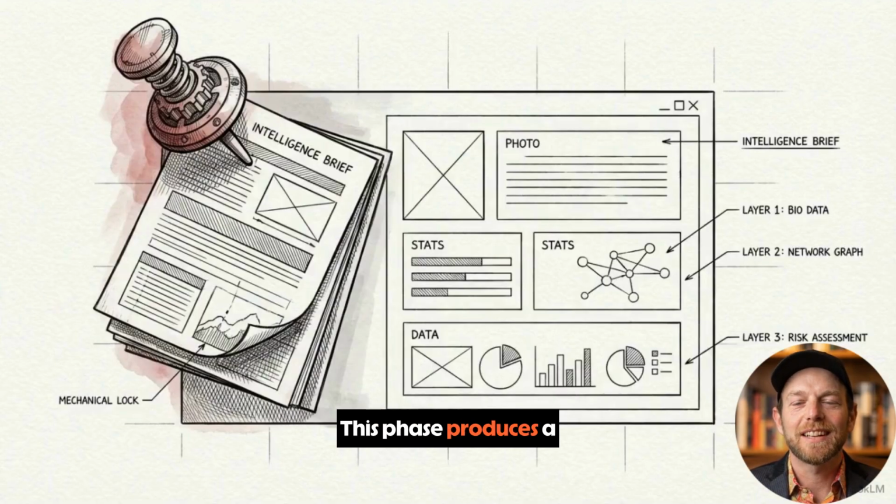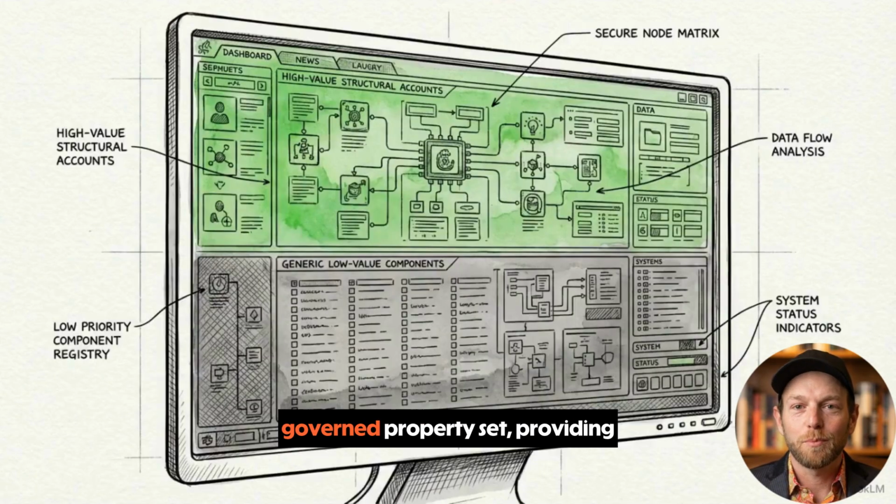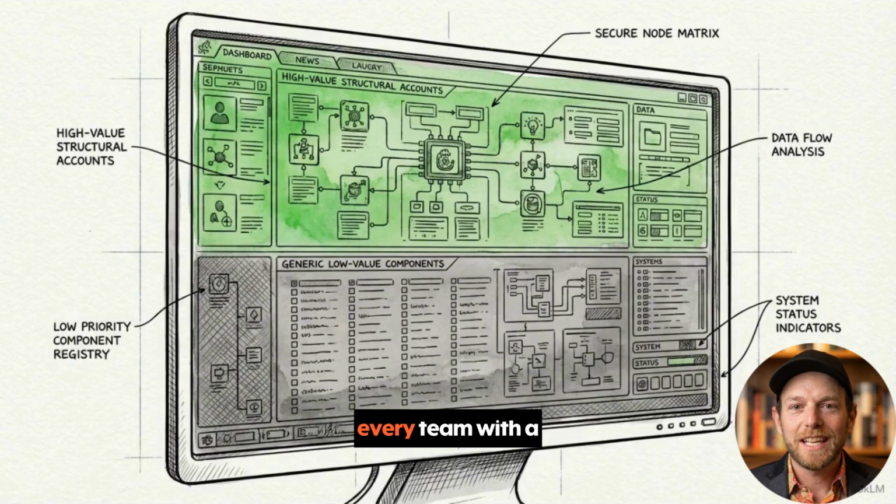This phase produces a segmented risk portfolio. You pin this document to your top CRM account records as a governed property set, providing every team with a permanent view of your defended segments and your commodity exposure.